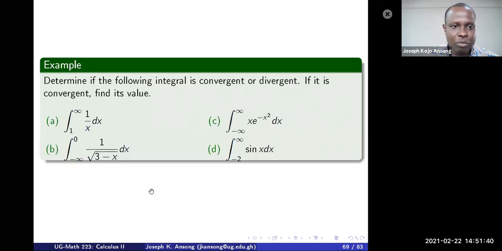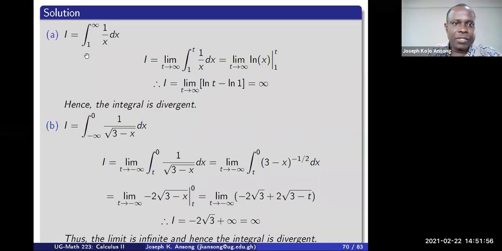We'll look at a couple more examples. This says determine if the following integral is convergent or divergent. If it is convergent, then find its value. Okay, this is similar to what we did before. We'll take a look at it. This is another one. So let's start with A. I want to integrate from 1 to infinity of this. So once again, replace the infinity with some number, some variable, I should say t. Find the limit as t goes to infinity of the integral from 1 to t of 1 over x.